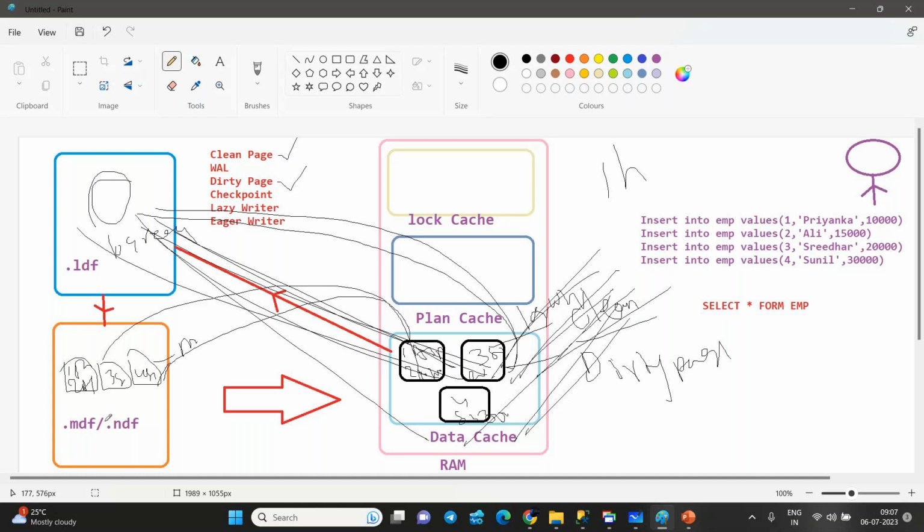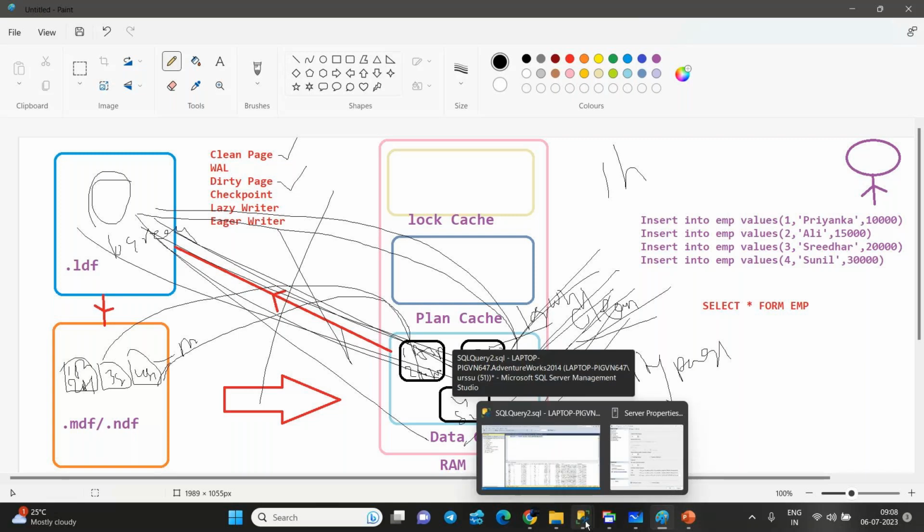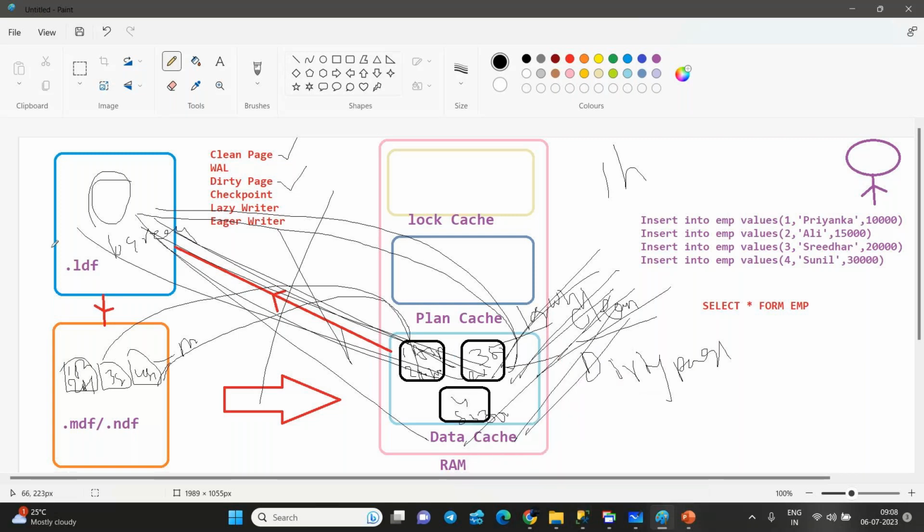Now, for example, your server suddenly crashed. Now what will happen, sir? You lost data, right? No, the data won't be lost because the log records are available in the LDF file. So whenever your SQL Server is coming online, SQL Server will run the recovery phase.